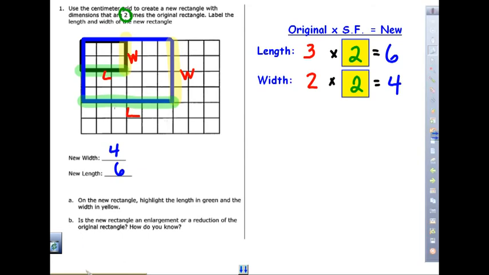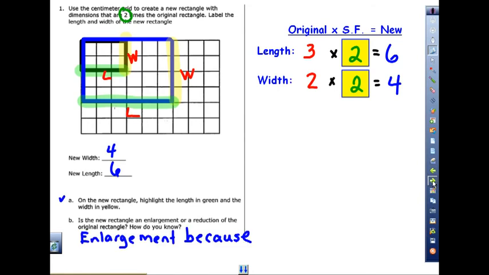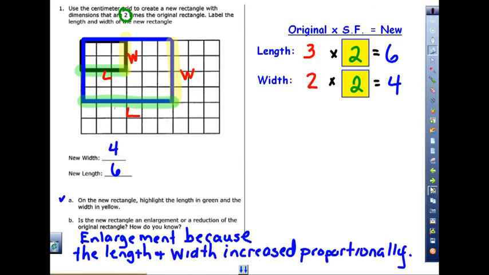Is the new rectangle an enlargement or a reduction of the original? It's an enlargement. How do you know? How do you know it's an enlargement? Write it in your own words. I said it's an enlargement because the length and the width increased proportionately. They both got 2 times bigger.